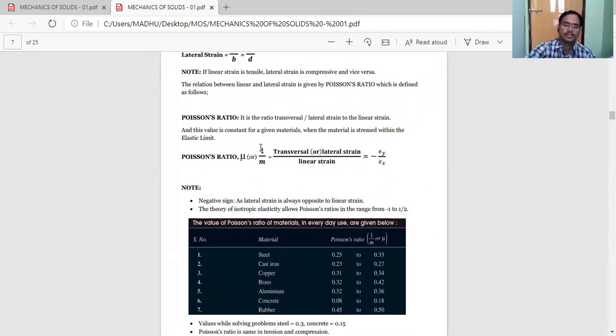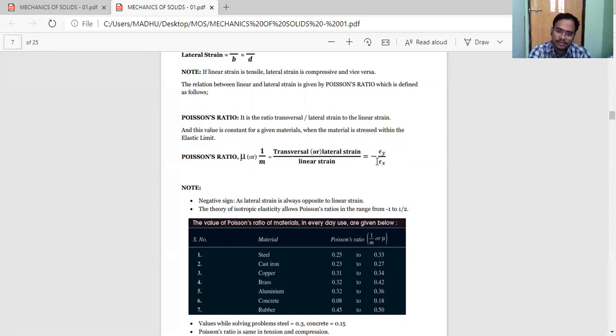And we have a relation between this lateral strain and longitudinal strain, secondary strain to primary strain. The ratio of secondary strain to primary strain is termed as Poisson's ratio, mu, or 1 by m. This mu is also equal to 1 by m. It is the transverse or lateral strain divided by linear strain. All the names can be used: primary, linear, longitudinal, or direct strain. This is transverse, secondary, or lateral strain.